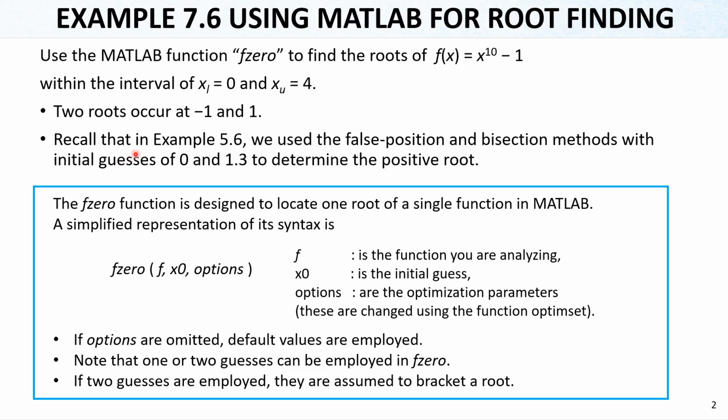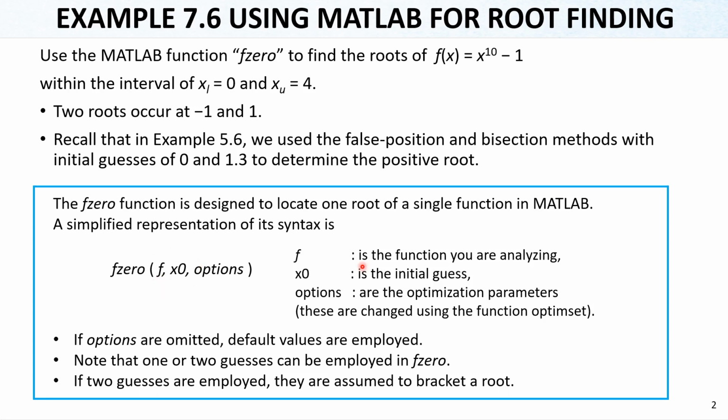If you remember, in example 5.6 in chapter 5, we used the false position and bisection methods with initial guesses of 0 and 1.3 to determine the positive root. Now we will use the fzero function. The fzero function is designed to locate one root of a single function in MATLAB. A simplified representation of its syntax is like this. When you write this in MATLAB, you can easily get a solution.